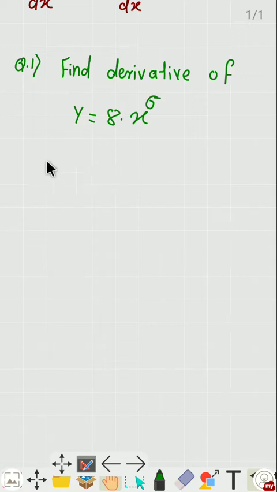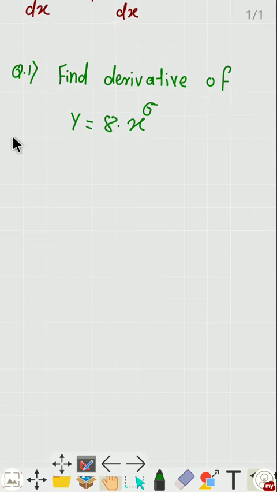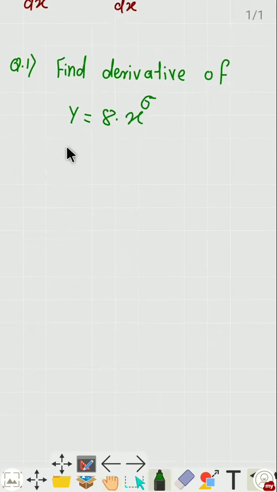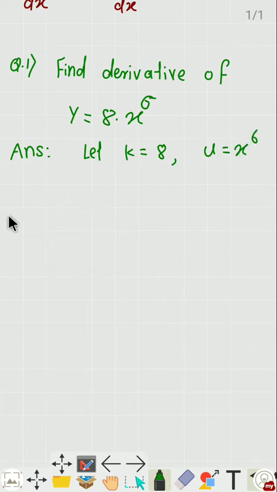X raised to the power 6. Now write the answer. Let k is 8 and u is x raised to the power 6. Okay, so my function y becomes like this, k times u.